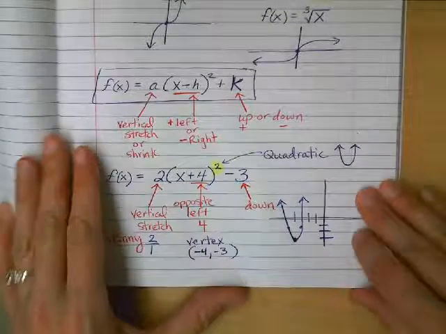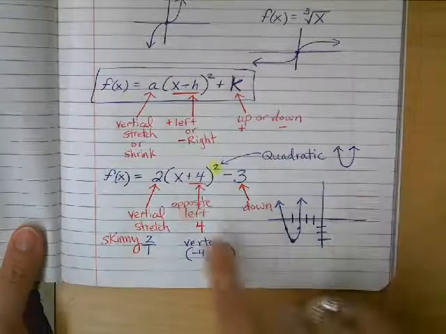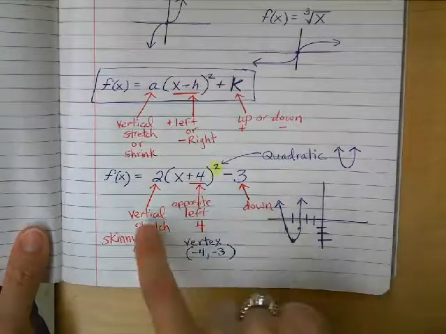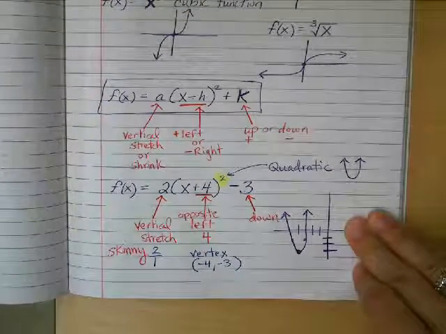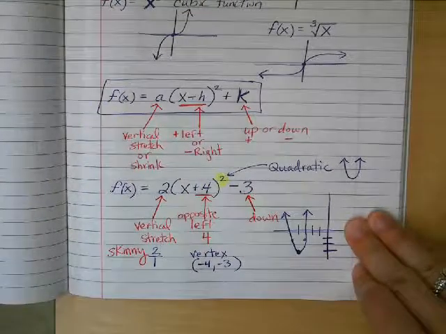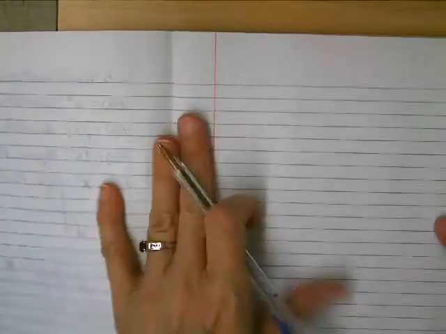Okay, now besides moving left, right, up and down, and vertical stretches, there are sometimes reflections, like flips over different graphs. So we'll do a couple reflections too and show you those.